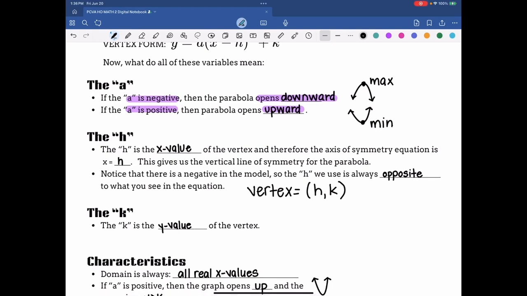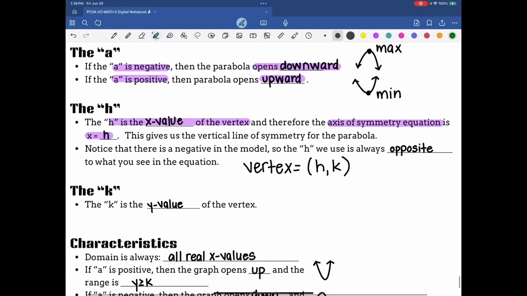So the H is the X value of the vertex, and the axis of symmetry is also going to be the H value. So whatever the H value is in the vertex form, that's where the axis of symmetry is. And just don't forget that the H is always the opposite of what it is in the equation. And then finally, we have the K value. So the K value is the Y value of the vertex. So that's that number being added or subtracted on the outside, and you take that at face value.